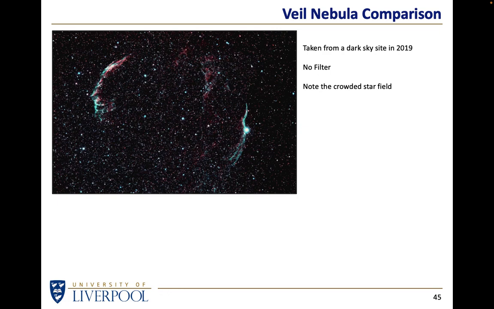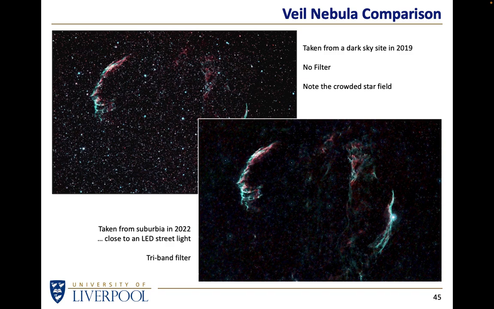So I tried rephotographing this one from a different site, not a dark sky site. I tried to do it from outside my front door. And outside my front door, there's an LED streetlight just a few meters away. But with the same camera and the same lens, I put a tri-band filter on and imaged the same thing. So this is taken in 2022, close to an LED streetlight, and the moon was up, with a tri-band filter, and I was then able to see much more detail simply because the stars don't get in the way. And therefore, it is possible to see detail in the structure here.